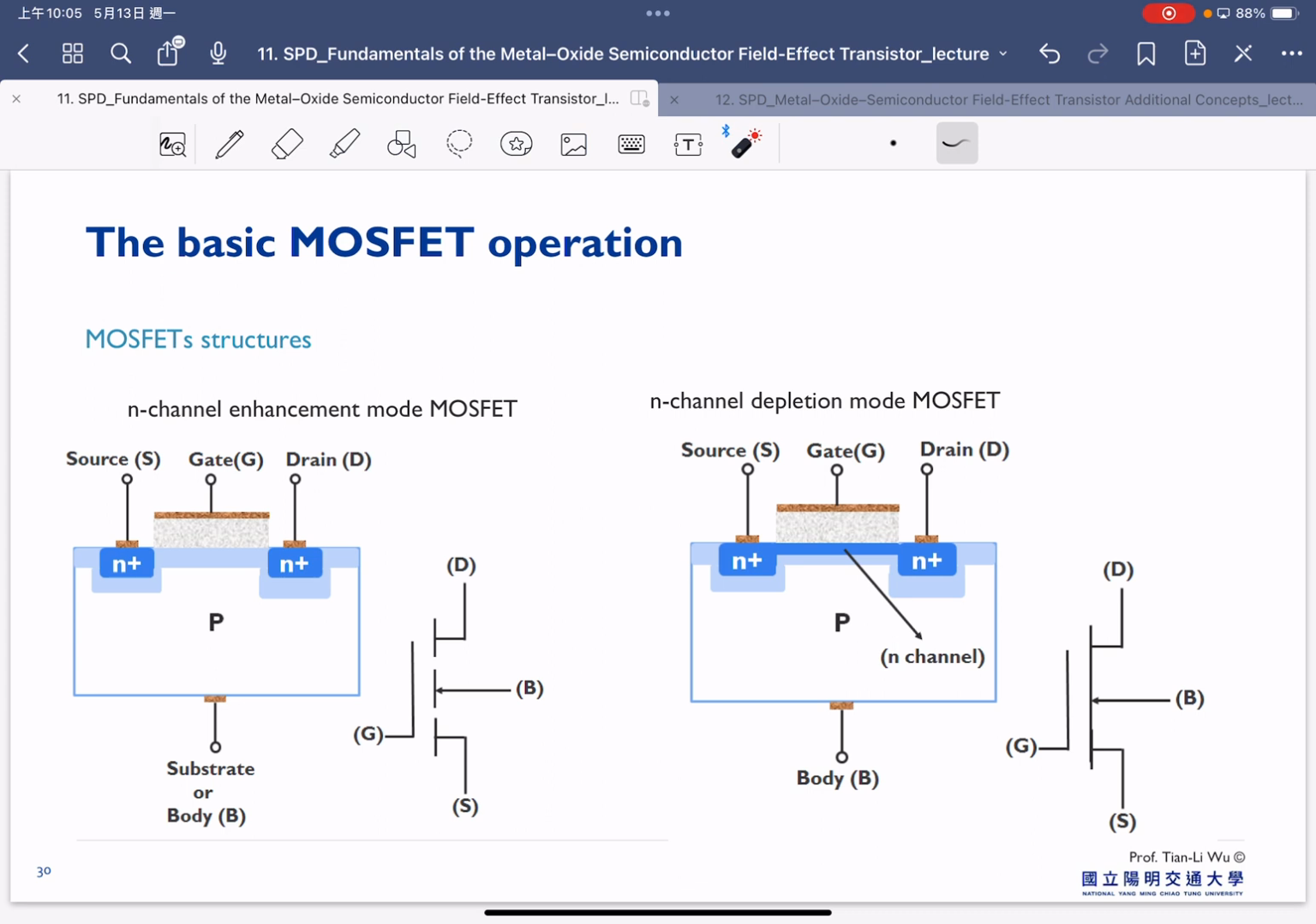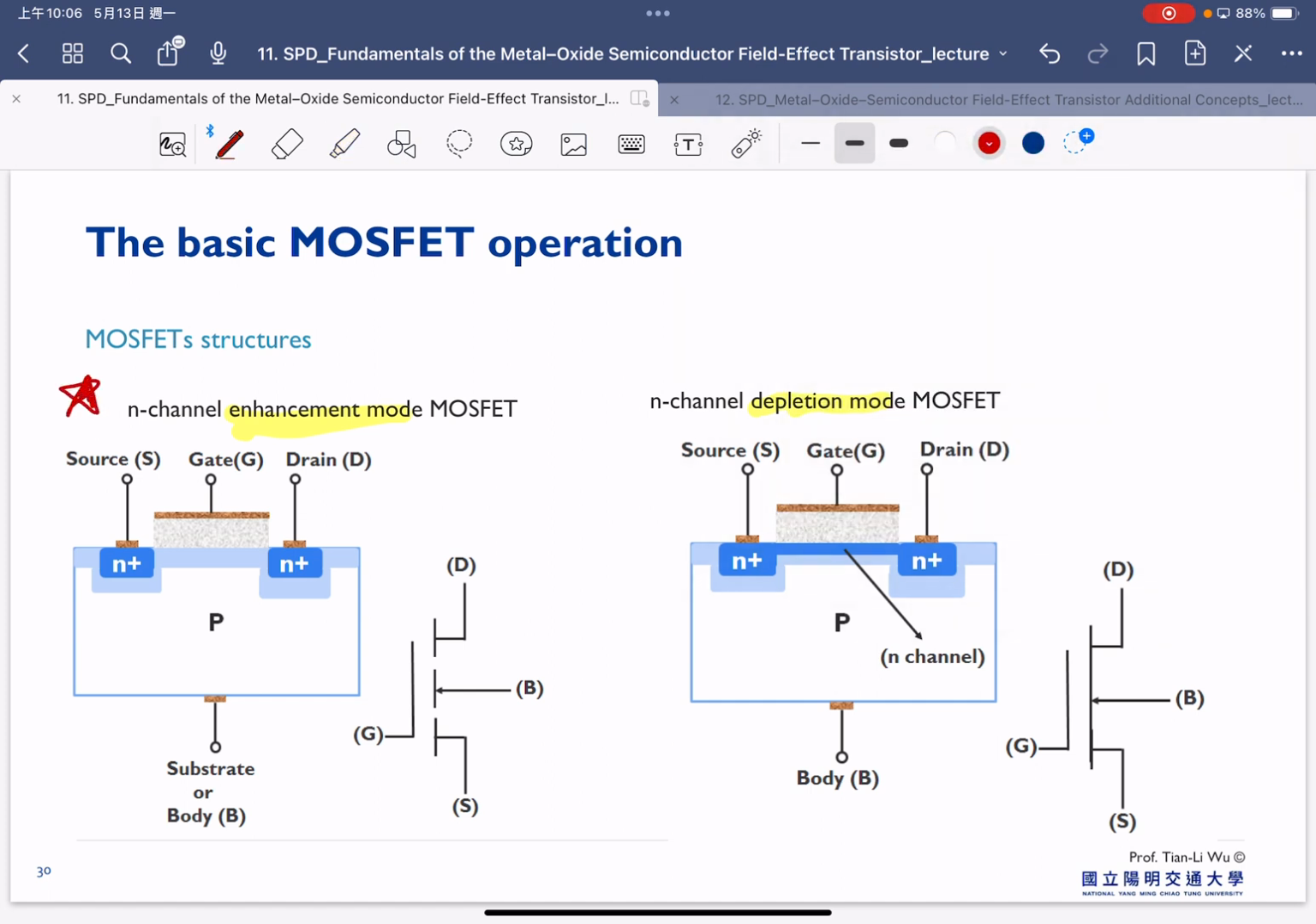So in the MOSFET, we have different types of structure. The first one is what we call the N-channel enhancement mode MOSFET. And also we have another type called the N-channel depletion mode here. First of all, in most of the cases, we always use the N-channel enhancement mode.